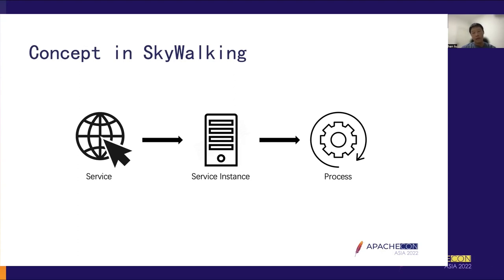But if eBPF is introduced into SkyWalking, there will be one problem. The service instance cannot be represented as a process, because the service instance is a virtual concept, just like a pod that contains multiple containers in Kubernetes, and each container may have one or more processes. So we decided to add a new process concept under the service instance. One process entity represents a real process.